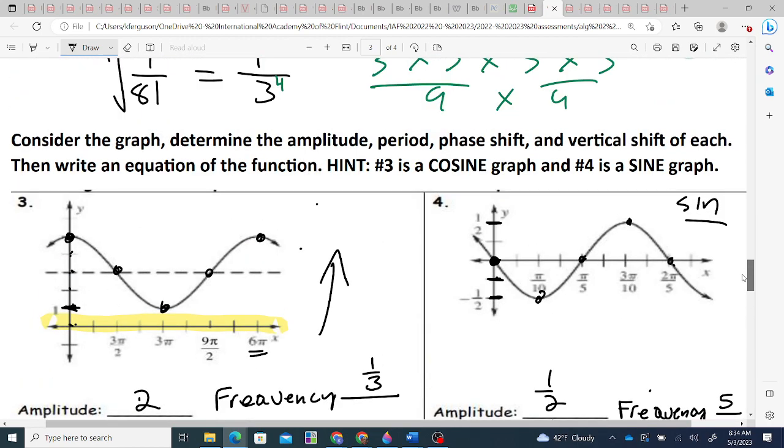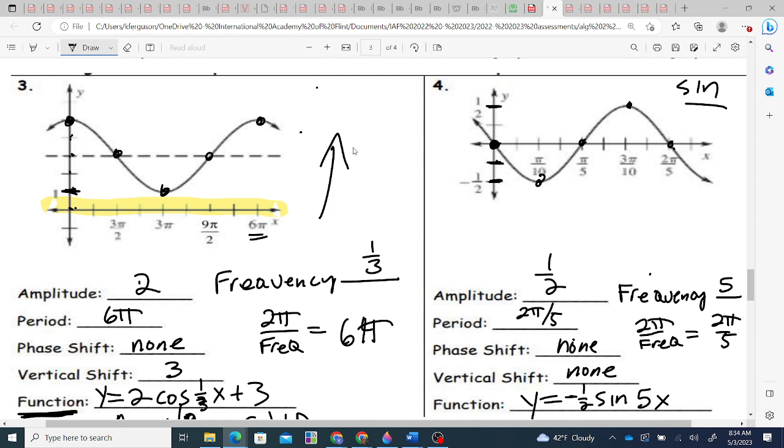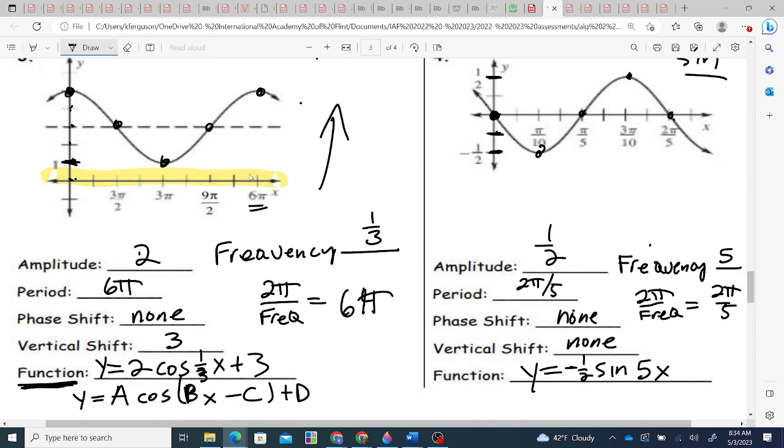Okay, so now I've got these two graphs. So this graph right here, that dotted line means that my midline moved. The middle of the graph, it's usually been the x-axis. Well, it moved up 1, 2, 3. So that's telling you I have a vertical shift going up of 3. Okay, that's the first thing. Second thing, from the midline to the highest point in the graph, 1, 2. So the amplitude is 2.